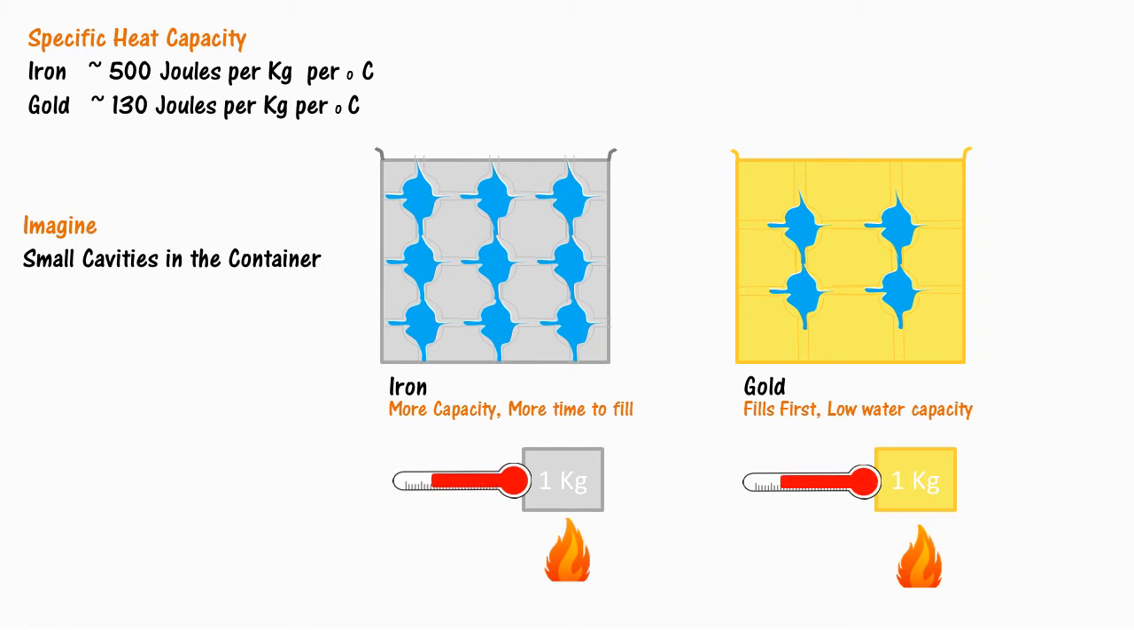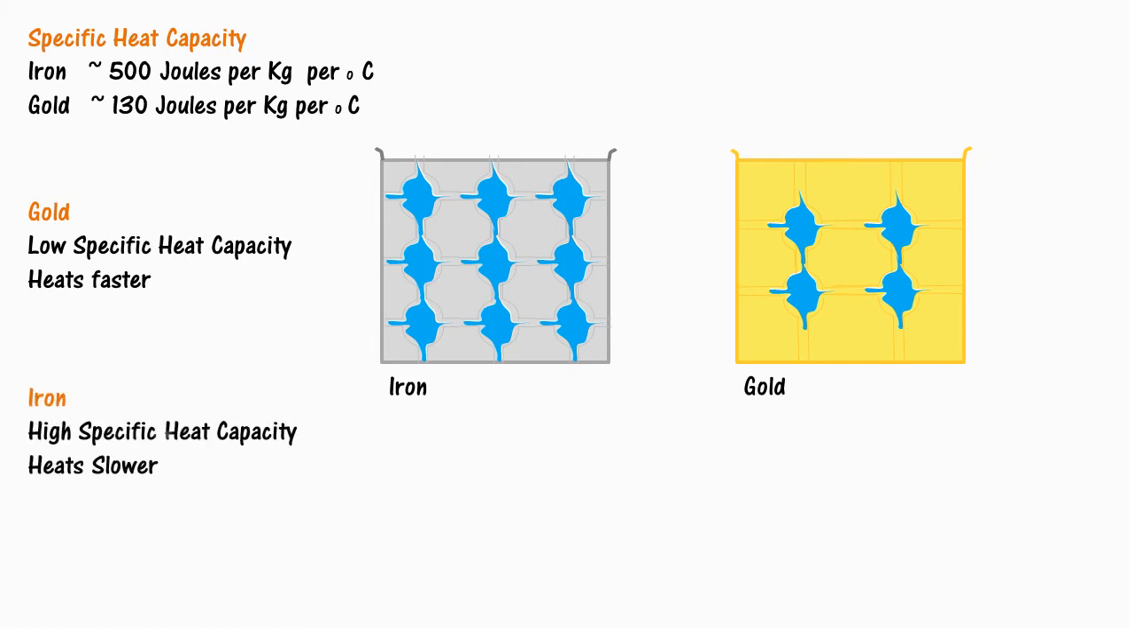We have put a thermometer to record the 1 degree centigrade rise in temperature, and we start the heat. And we find that gold is heating up faster because it has a lower specific heat capacity, and the iron takes more time and more heat to raise its temperature by 1 degree centigrade. So what we find is that gold has therefore a lower specific heat capacity. It heats up faster and it takes in a lower amount of heat for a 1 degree centigrade rise in temperature. And iron has a higher specific heat capacity. It heats slower and it takes up more heat to raise its temperature by 1 degree centigrade.